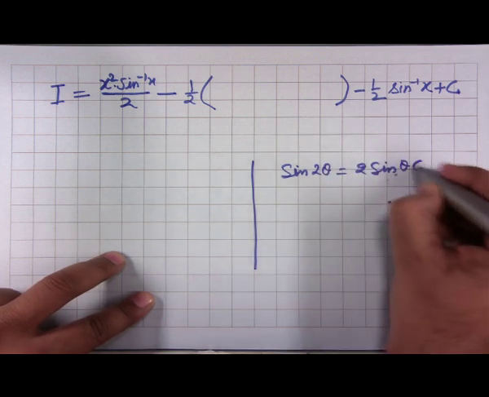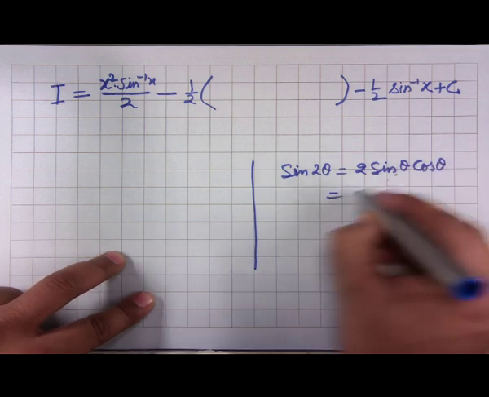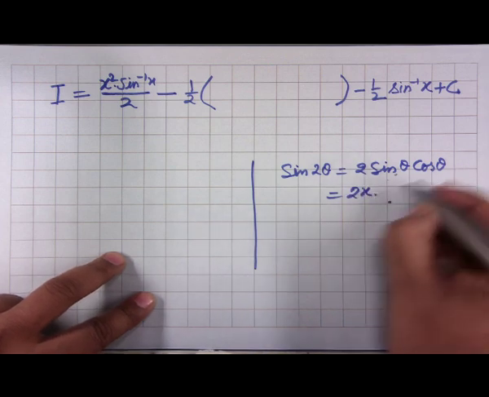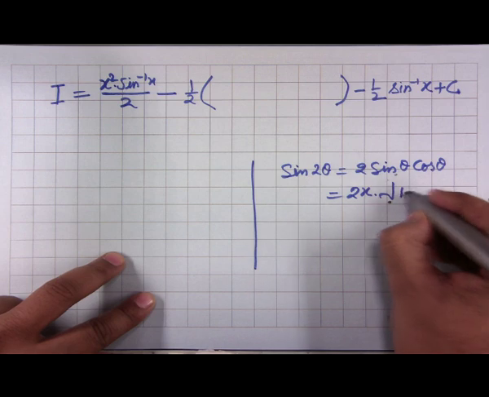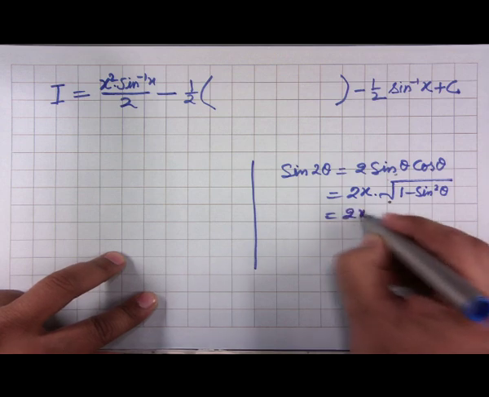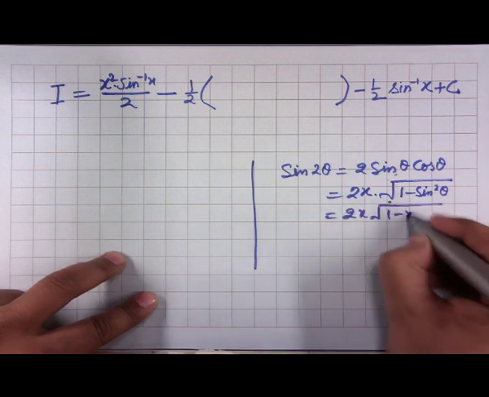It is 2 sin theta cos theta. Sin theta you already know is x, so it will become 2x. Cos theta you can write as the square root of 1 minus sin squared theta, so it becomes 2x times the square root of 1 minus x squared.